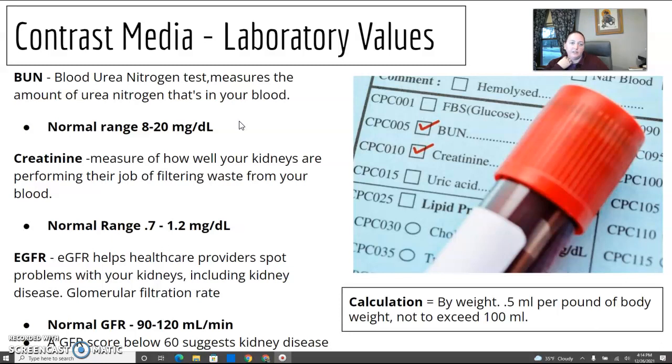So BUN is the blood urea nitrogen test. It measures the amount of urea nitrogen that's in your blood. Normal range is 8 to 20. And then creatinine will measure how well your kidneys are performing. So normal range 0.7 to 1.2. And then GFR helps providers spot problems with your kidneys, including kidney disease. So it's the glomerular filtration rate, and normal is 90 to 120, sorry. A GFR score below 60 will suggest a kidney disease. So their calculation also is by weight, 0.5 ml per pound of body weight, not to exceed 100 ml.